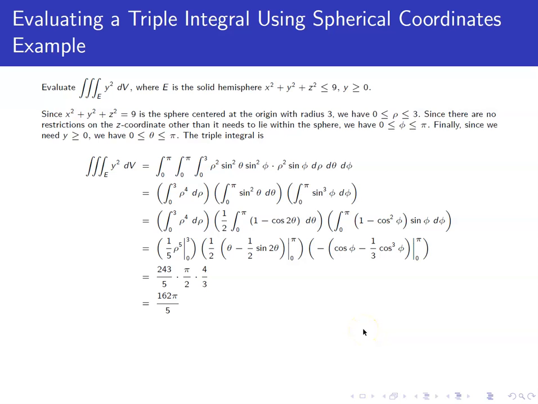In this video, we're going to look at an example of computing a triple integral using spherical coordinates. So we're asked to compute the triple integral over the solid x squared plus y squared plus z squared is less than or equal to 9, and y is greater than or equal to 0, and the function that we're going to integrate is y squared.